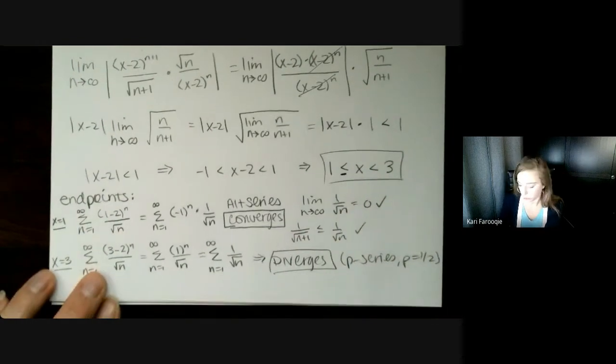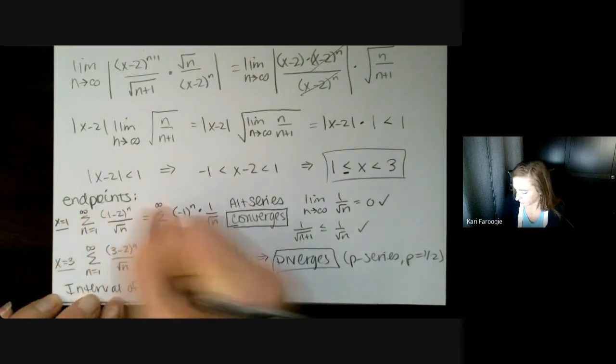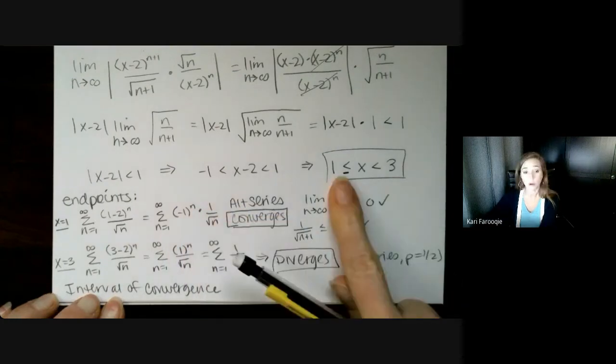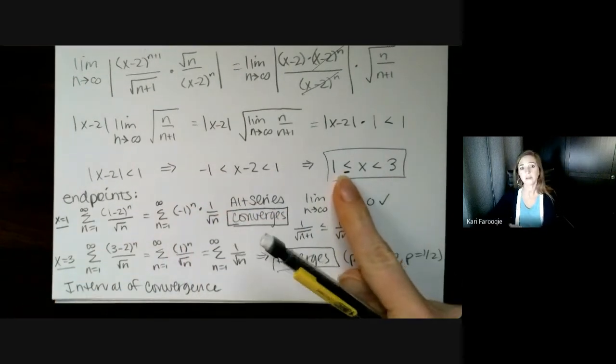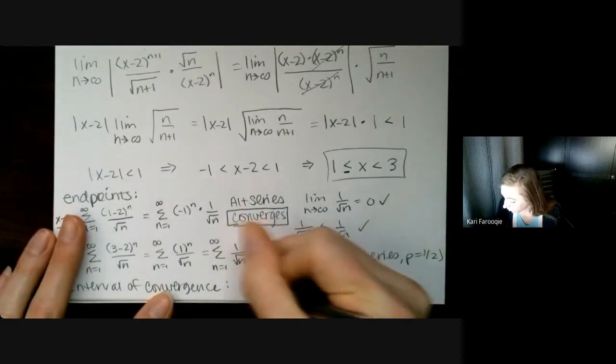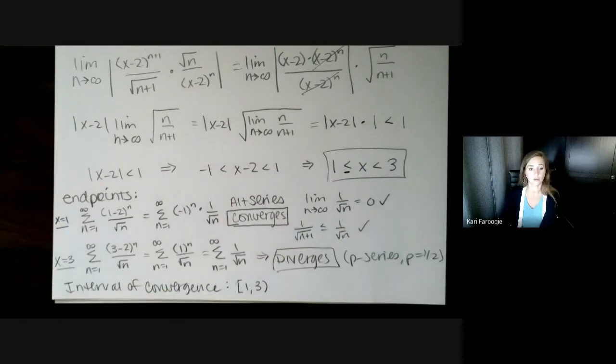So your interval of convergence, when we write this in interval notation, remember that if you have a less than or equal to sign, that's where you use a bracket instead of a parenthesis. So the interval of convergence is going to have a bracket at 1 and an open parenthesis at the right endpoint 3.